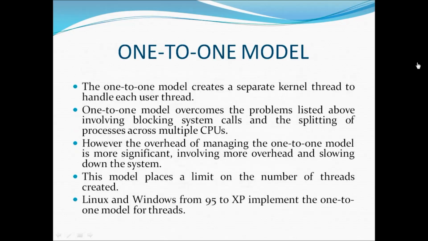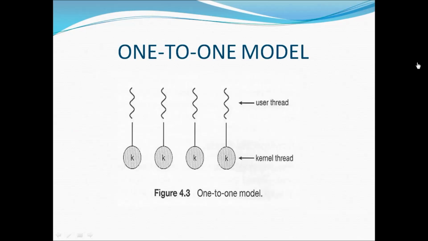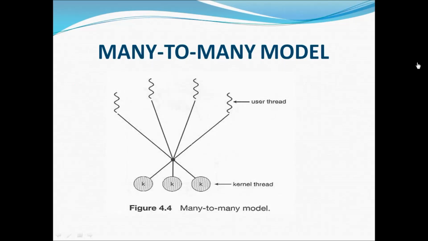Here, in one-to-one model, one user thread will have only one kernel thread. Right? But here it's not the case. One user thread can have multiple kernel threads. Here also you can see there in the diagram, one user thread can have multiple kernel threads. That is the difference. Understood, guys?